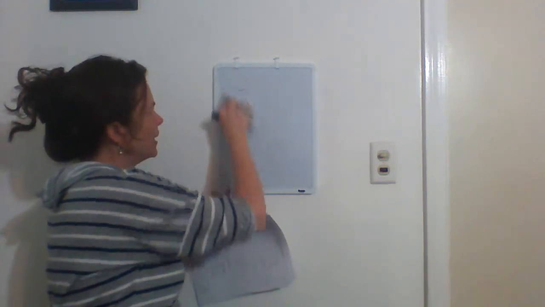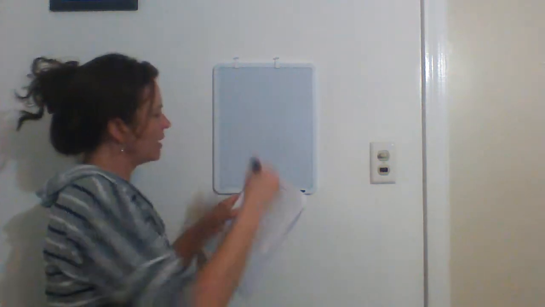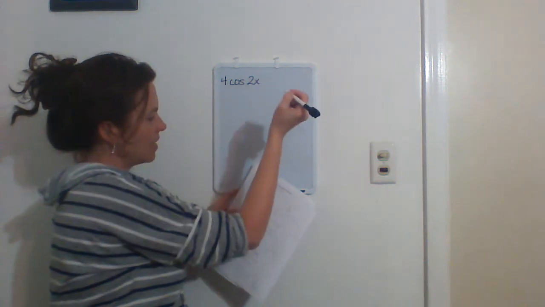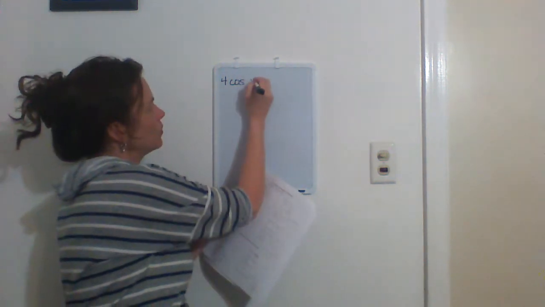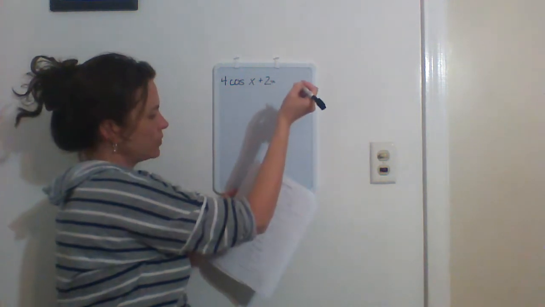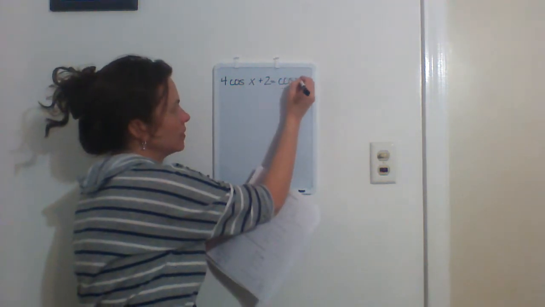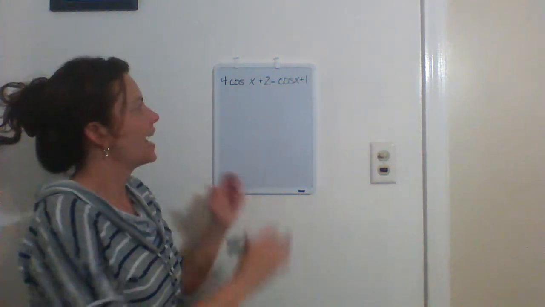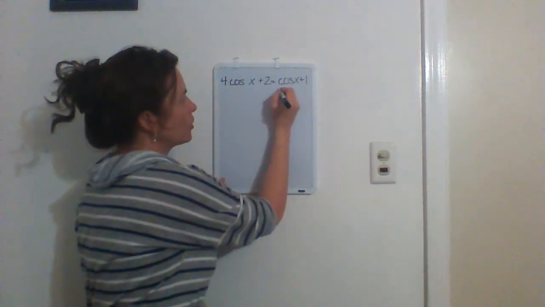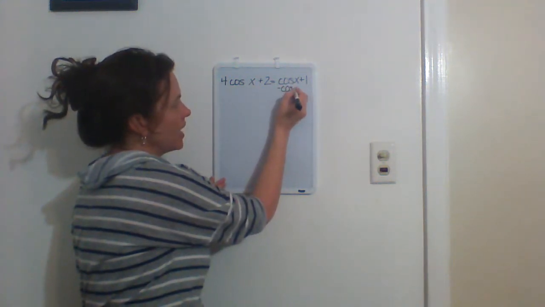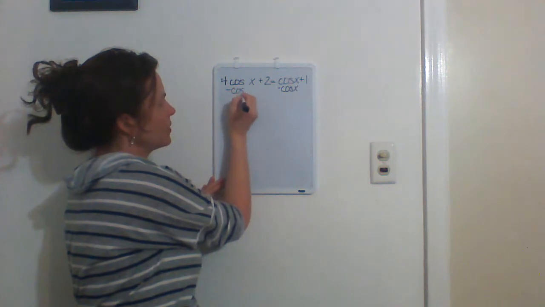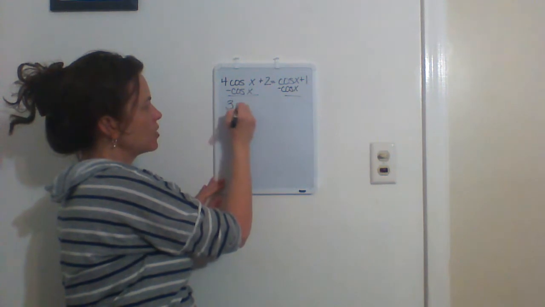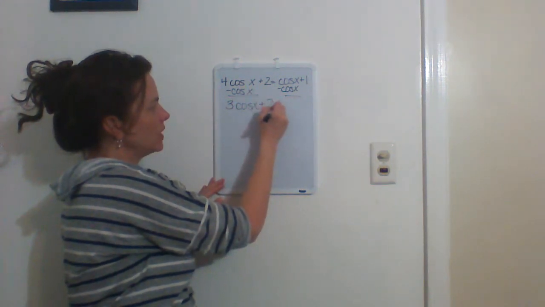That's going to be number 3. Number 3 was 4 cosine of x plus 2 equals cosine of x plus 1. Now, if I'm trying to isolate my cosine of x, I need to get them on the same side. So I'm going to subtract cosine of x from this side. I'm also going to subtract cosine of x from this side. So what I end up with on this side is 4 minus 1. That gives me 3 cosine of x plus 2 equals 1.